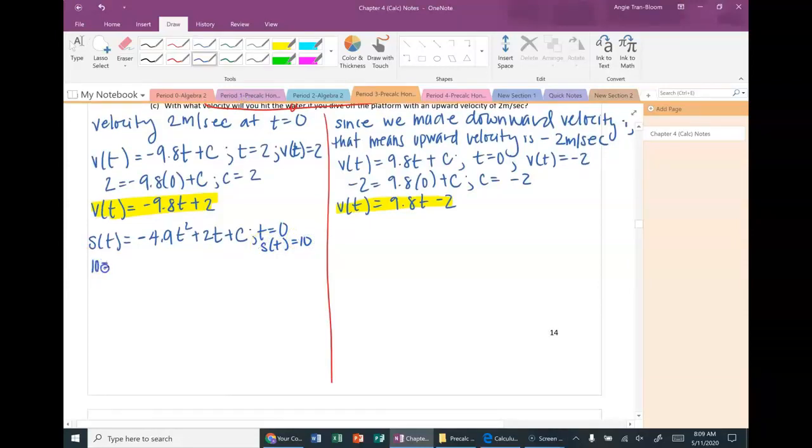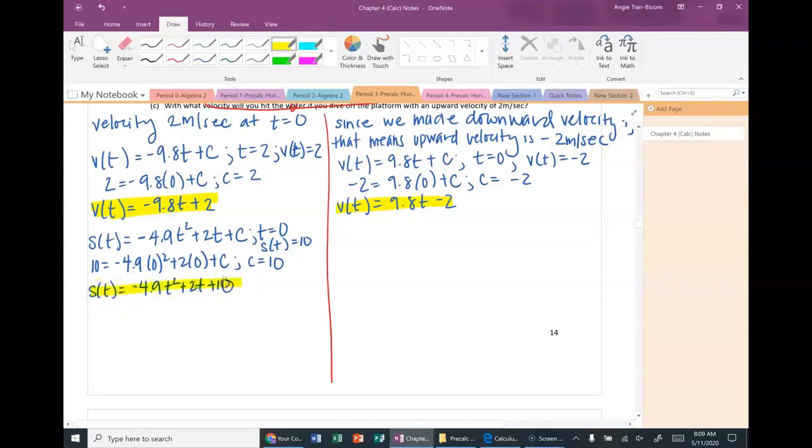So 10 equals -4.9 times 0 squared plus 2 times 0 plus c. C comes out to be 10. So the position equation is -4.9 t squared plus 2t plus 10. We will hold on to this position.